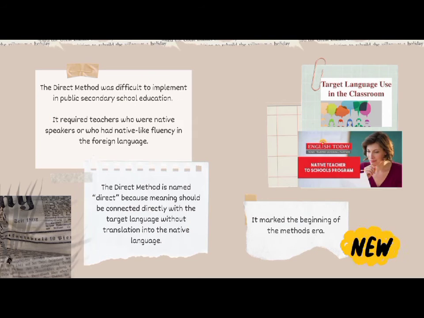The direct method was difficult to implement in public secondary school education. It required teachers who were native speakers or who had native-like fluency in the foreign language. The direct method is named direct because meaning should be connected directly with the target language without translation into the native language. It marked the beginning of the methods era.